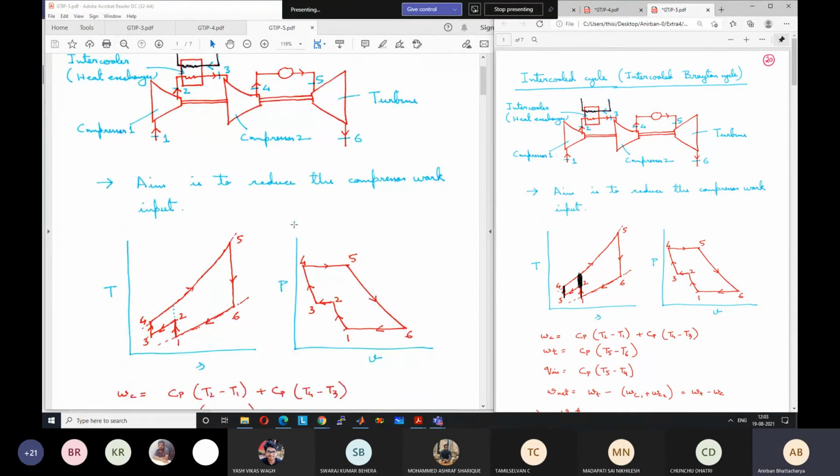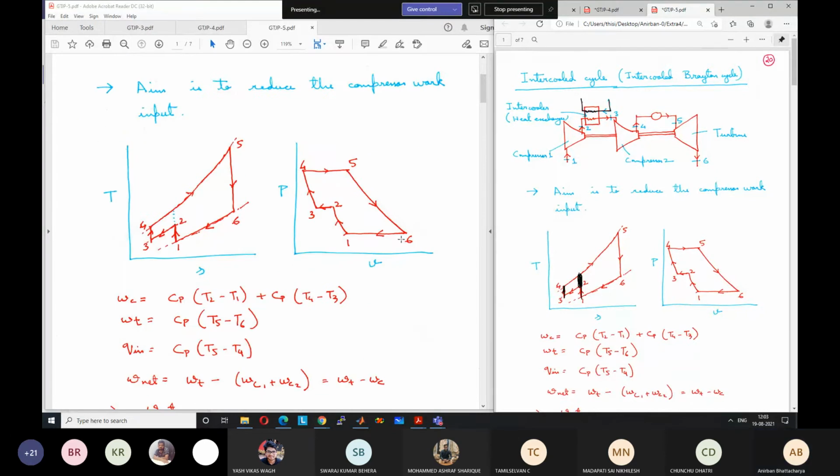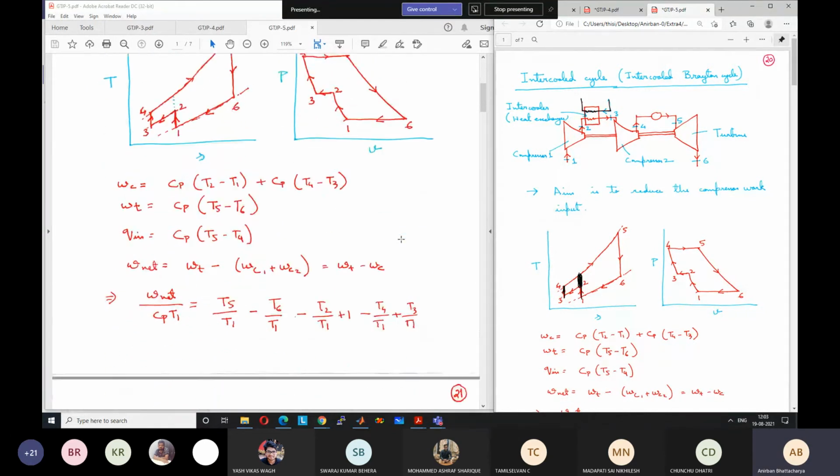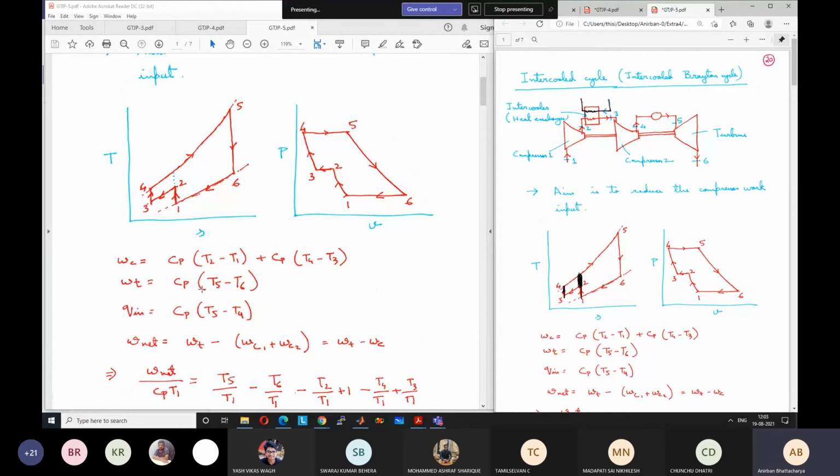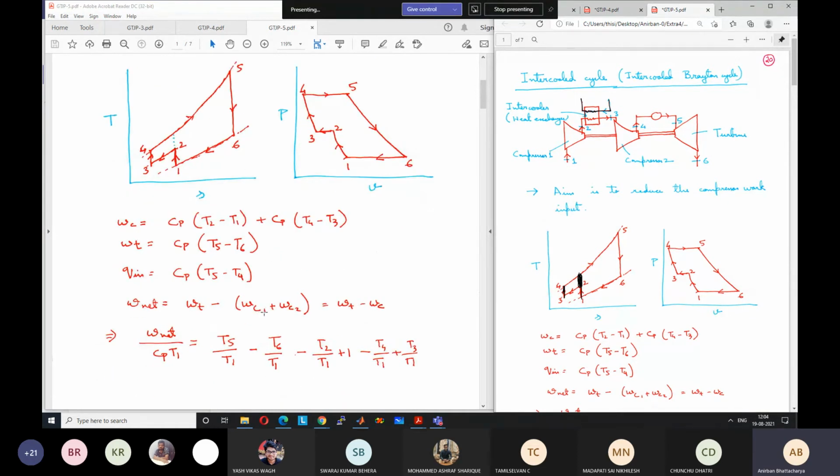Anyway, the idea is to reduce the compressor work input, and let us take a look at how to do the calculation. The work input for the compressor is CP(T2 minus T1) plus CP(T4 minus T3). Turbine work output is CP(T5 minus T6). The heat addition is CP(T5 minus T4). So the net work output is WT minus WC1 minus WC2. So you can just add these terms: CP(T5 minus T6) minus CP(T2 minus T1) minus CP(T4 minus T3).